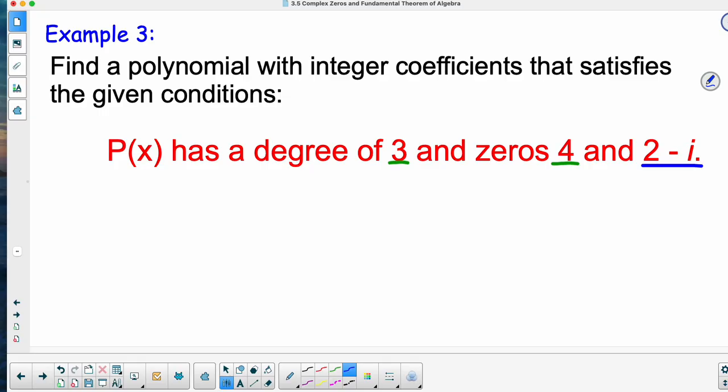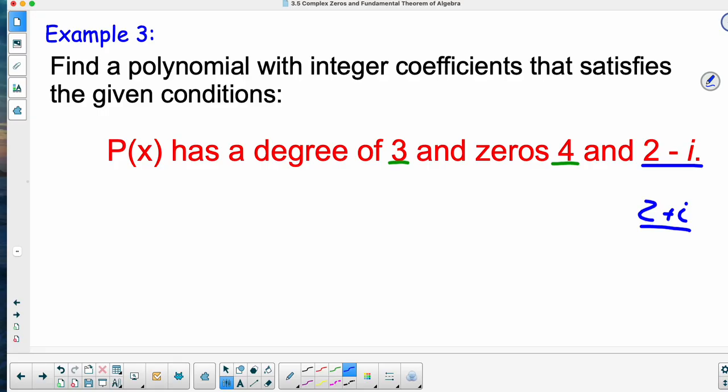Because you know the third one. What is the third one that they don't tell us? Anytime, you've got to know this: anytime I have a complex number, I need to have a pair. What's its partner? What's its conjugate pair? If you have 2 minus i, I also have to have 2 plus i. So this is my third one. These are my 3 factors.